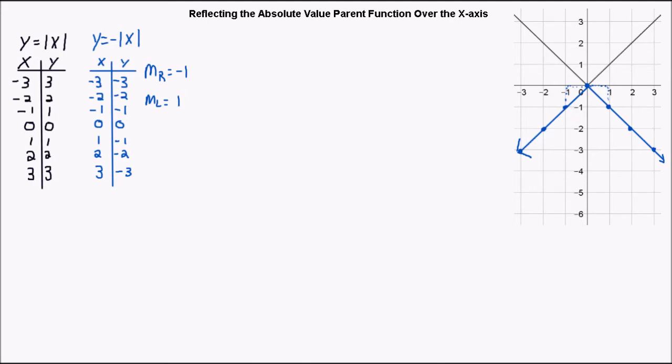So now what I want you to do is plot points for the following function using a table of values, and then make observations about the transformation from the parent function to the image y equals negative 2 times the absolute value of x. Describe the transformations from the parent function and find the slope of the right-hand and the left-hand branch. And when you come back, I'll have that answer for you.